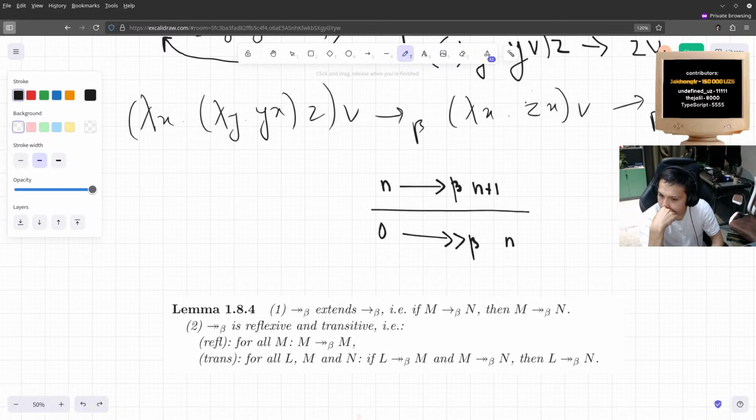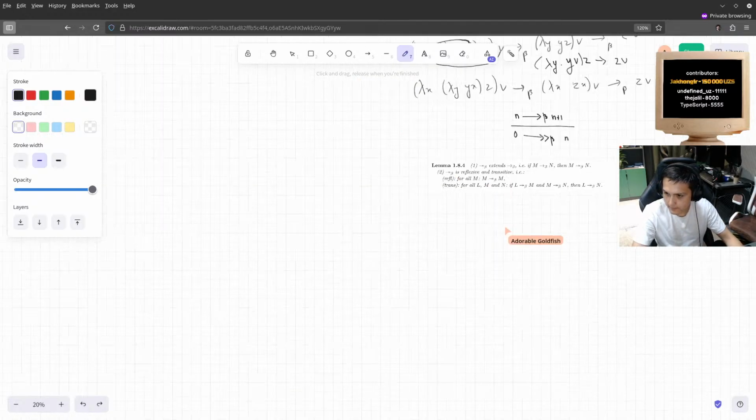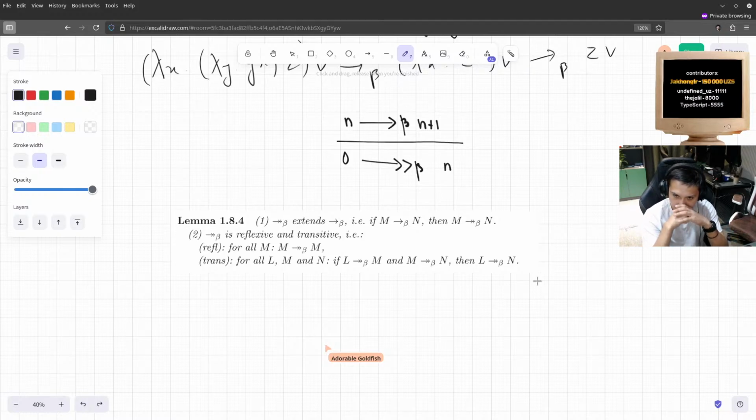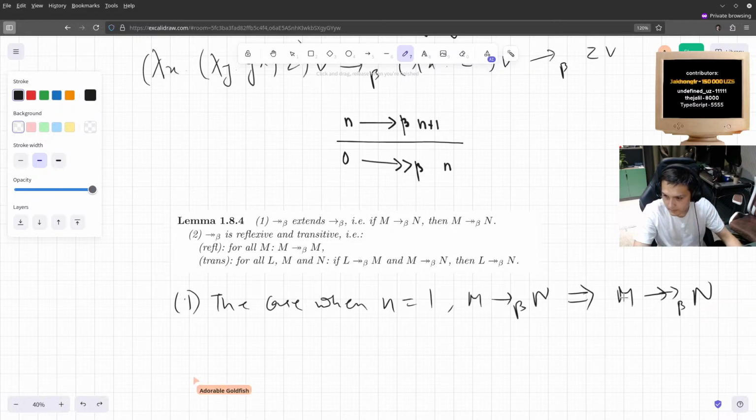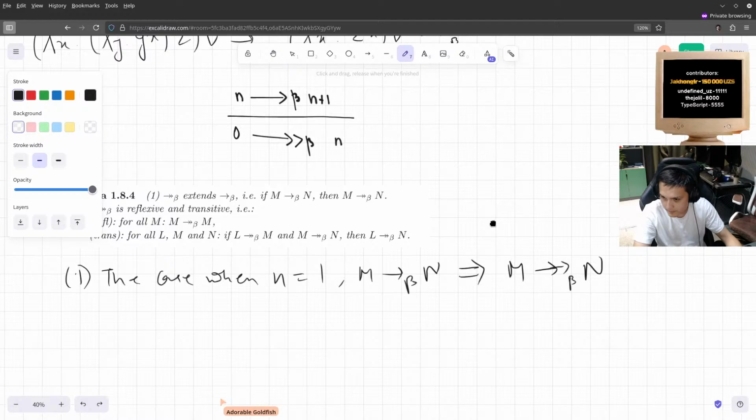If N equals 1, it's just one map, and it means that if M can be beta reduced to N, then it also has the beta reduction relation. So we'll write that, it's just the case when N is equal to 1: M beta reduced to N implies M has a beta reduction relation to N. Okay, so that's the trivial case, the N equals 1 case.